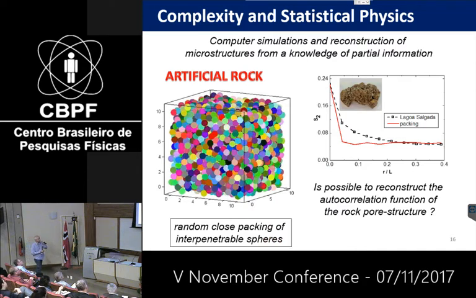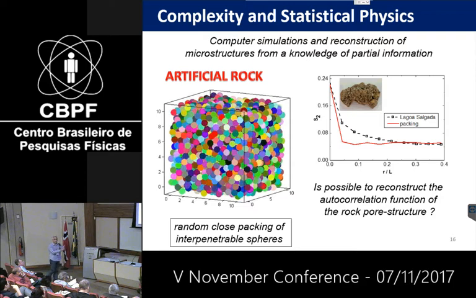Also, we have tried to simulate an artificial rock, but using different statistical models. For example, here we have a random closed packing of spheres. In this case, each sphere penetrates into the other one. The point is, we have this artificial rock in principle. We have the natural rock here.